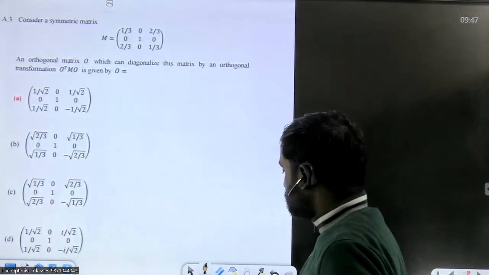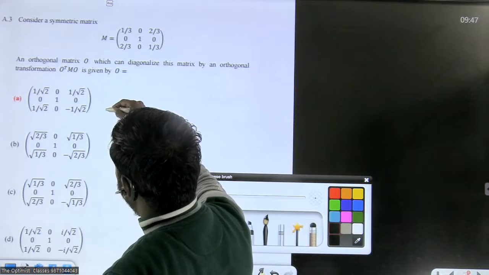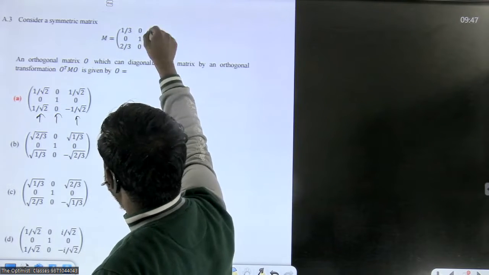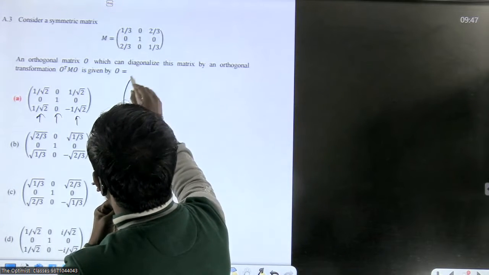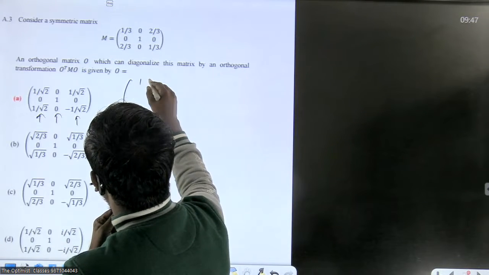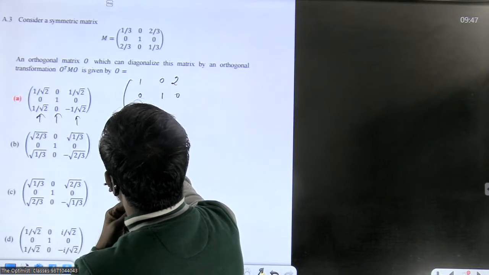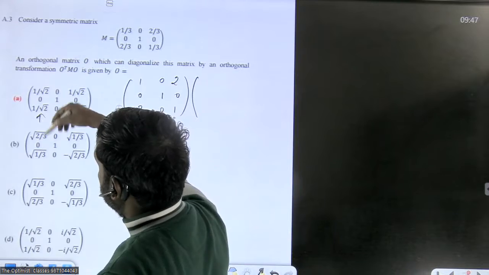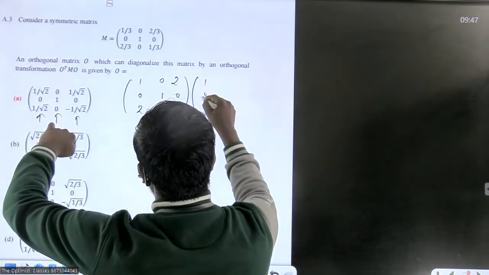Okay, so we can check that these column vectors must be eigenvectors of this matrix. Okay, so let us check that. So here we can take 1 by 3 common, so we'll get 1 0 2 and 0 1 0, and here you get 2 0 1. And now here, if you take this column, 1 by root 2, I'll take common from here. So you get 1, 0, and 1 actually.